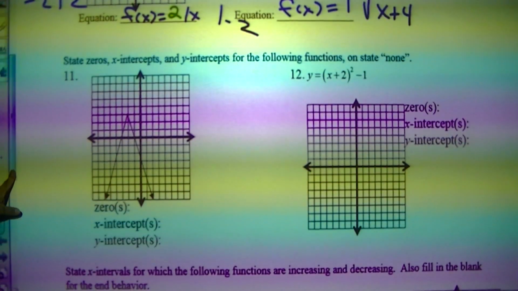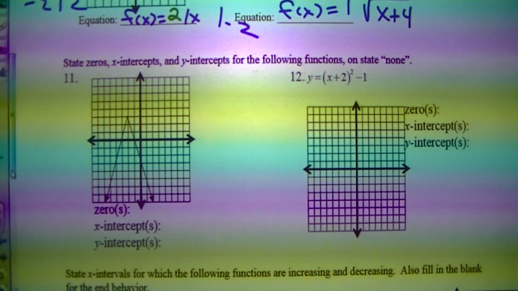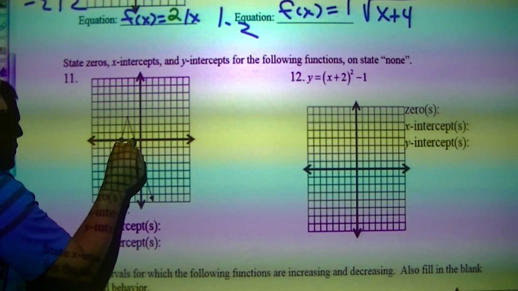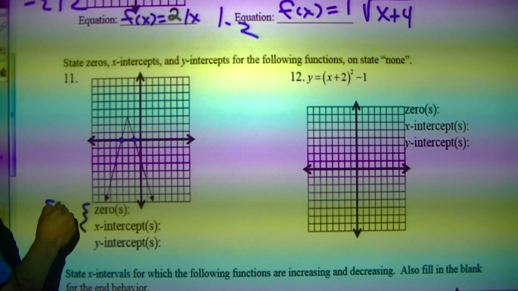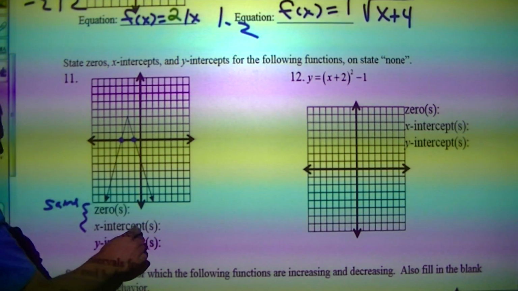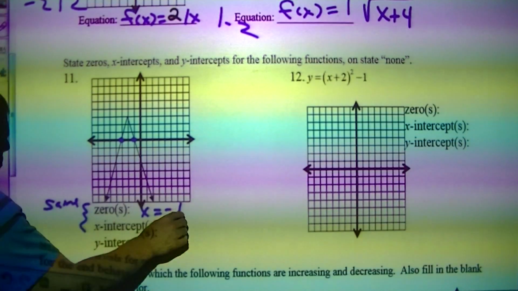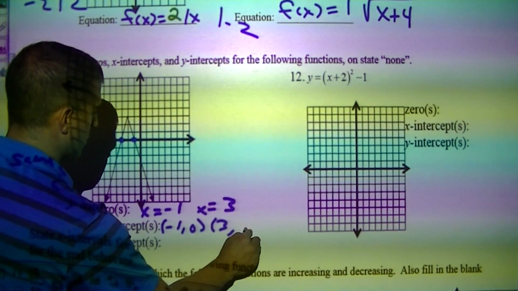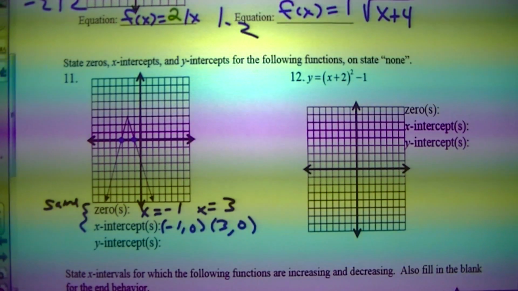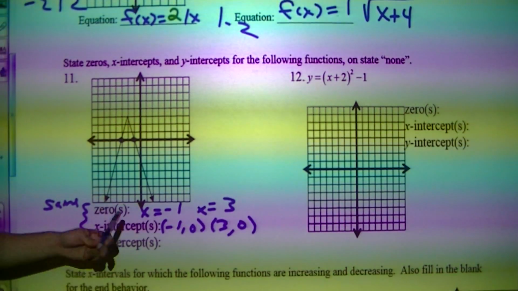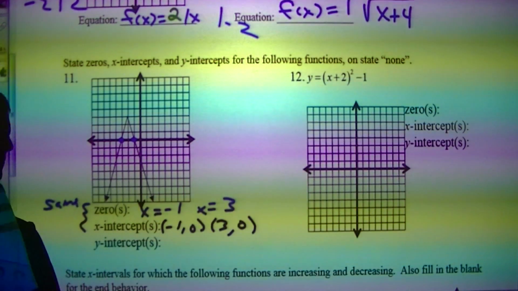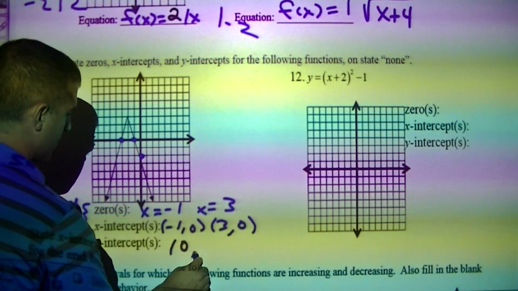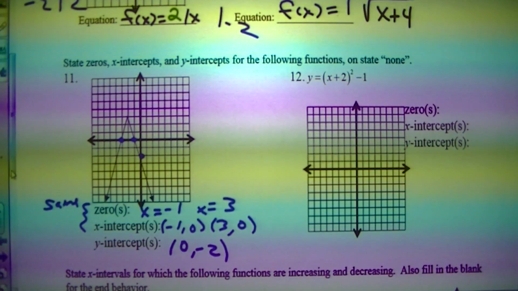Okay? All right, state the zeros, the x-intercepts, the y-intercepts. Okay? Now, the zeros and the x-intercepts, this is the same conceptually. Okay? That's it. The zeros, though, you're going to write like equals. X equals negative 1, x equals 3. As the intercepts, though, they're going to have that involved with them. Okay? For the y-intercept, okay? For the y-intercept, that's where it crosses the y-axis, which is going to be at 0, negative 2. Okay? It's going to be at 0, negative 2.